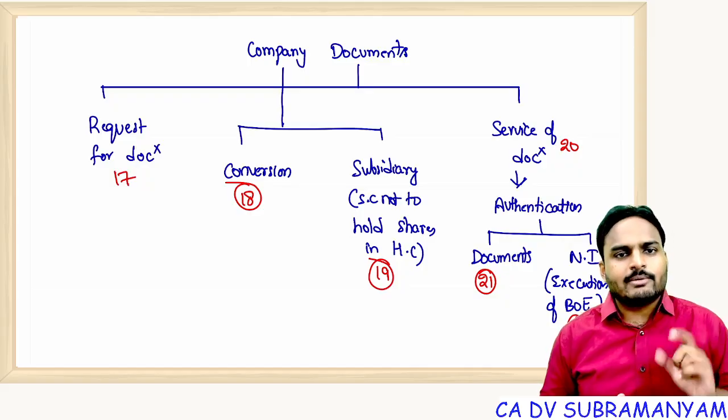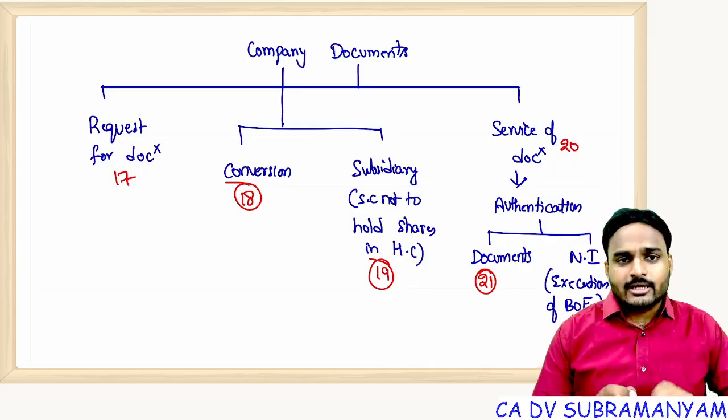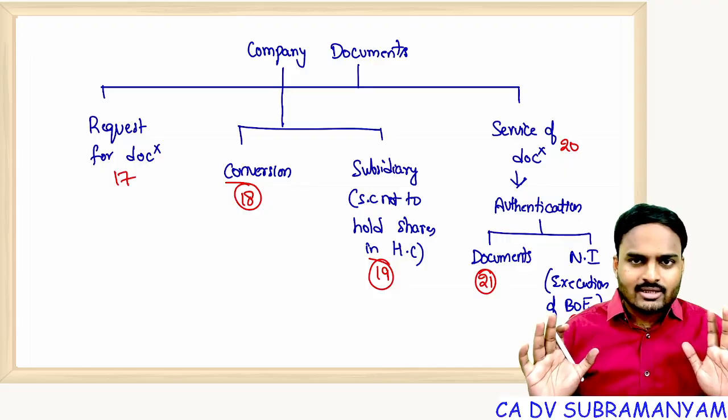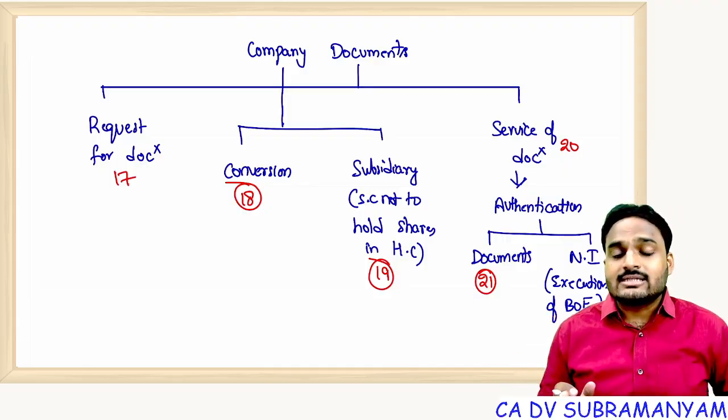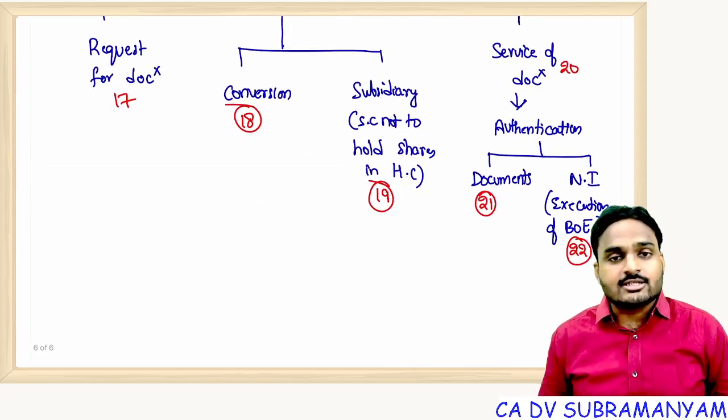Companies, two branches. Conversion of companies, one branch. Subsidiary companies, another branch. Conversion of companies, you can see section 18. Subsidiary not to hold shares in holding company, section 19. Clear? Service of documents. Which documents? Authenticated documents, not unsigned documents. So authentication of documents, 21. Execution of bills of exchange, section 22.